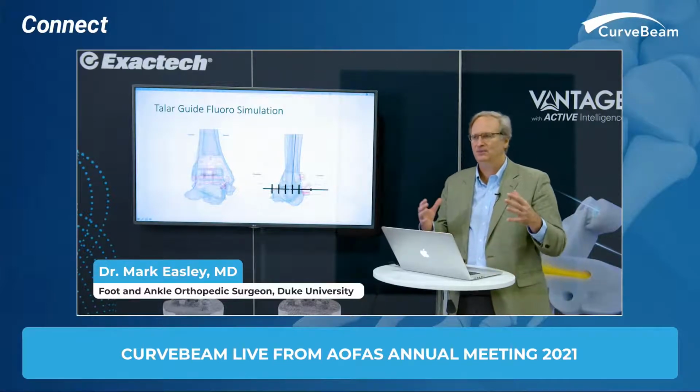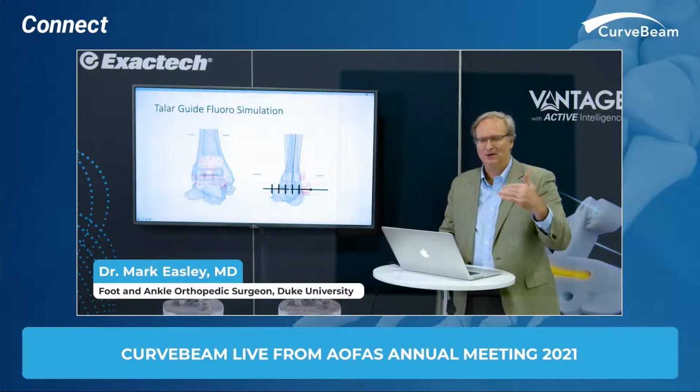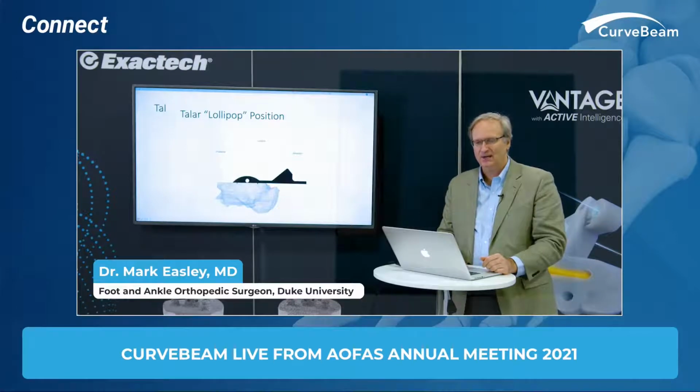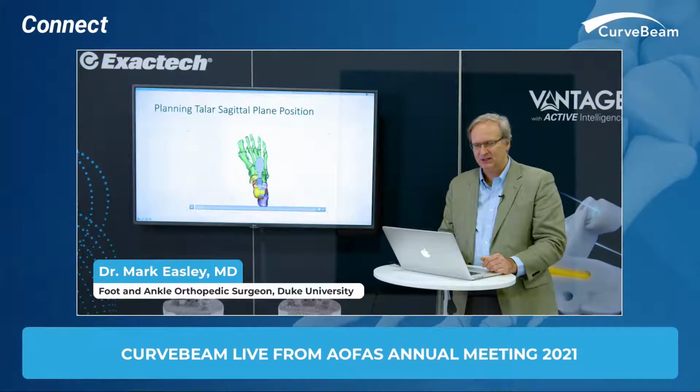But again, to me, that seems complex to 3D systems. And even though it's a weight-bearing CT and we've got it all lined up well, this is really no problem at all. And then I've got the talar lollipop or sizing guide position I want. I've got all that planned out. And then here's the sagittal plane position. So if I want to make little subtle adjustments, I can easily move this talar component forward a bit. You can see that here, where I'm going to get exactly where I want.